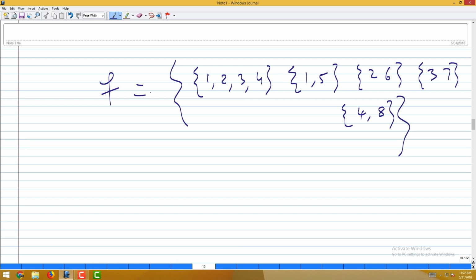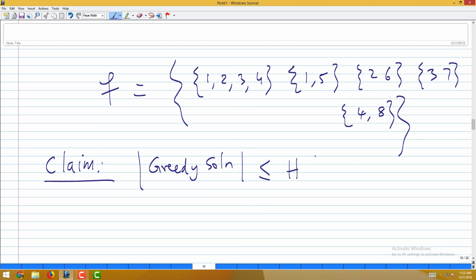So, what I am going to show you is that the solution produced has an interesting approximation ratio. It is a natural log of n approximation ratio. So, what we will show is that the greedy solution, by this I mean for any input, is at most H(n) times opt.